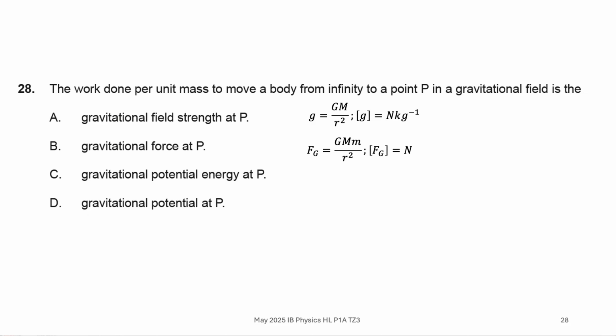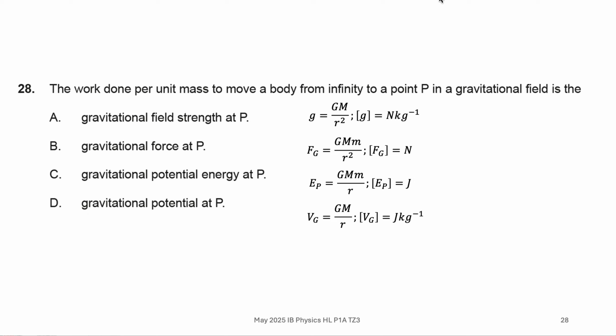We've then got gravitational potential energy. Now that is a slightly less well-known equation. It's very similar to the ones you've got up here. Potential energy is GMm over r, and its units are joules. So you can see we're getting closer to what we want, work per unit mass. However, we don't have that unit mass element.